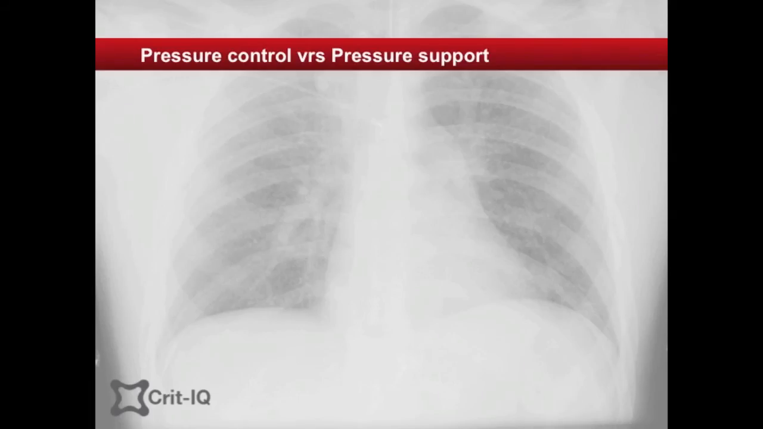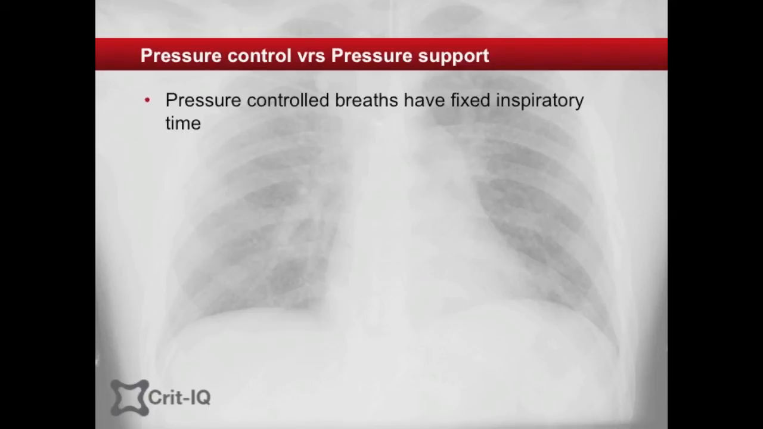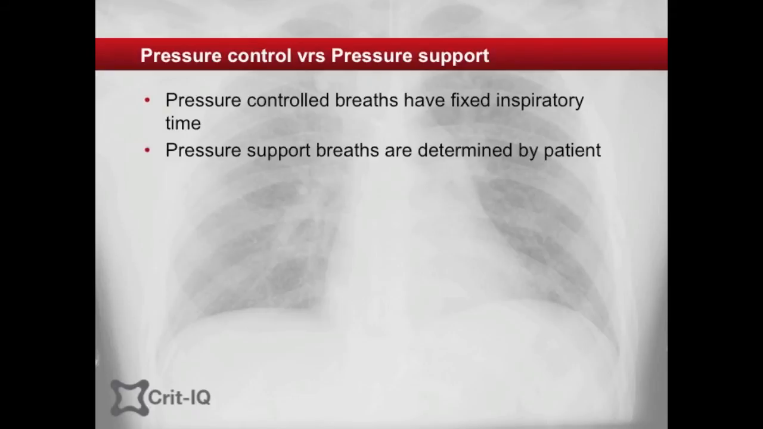The difference between pressure control and pressure support ventilation is that in PCV, the application of the breath is controlled in that the inspiratory time is fixed. In PSV, the patient controls cycling into expiration. The tidal volume thus may vary considerably from breath to breath, depending on the patient's effort and other characteristics.